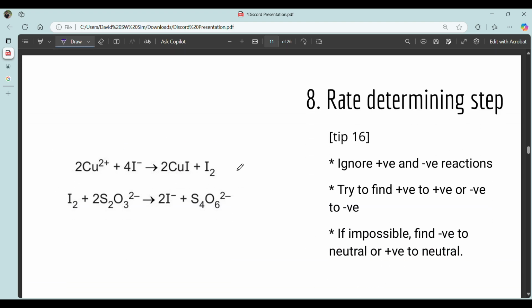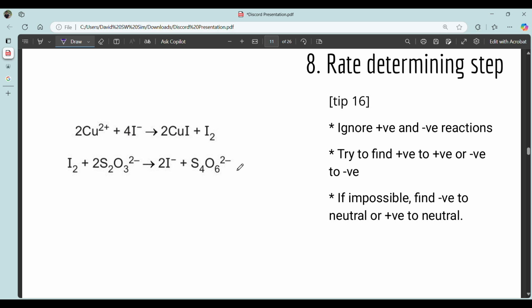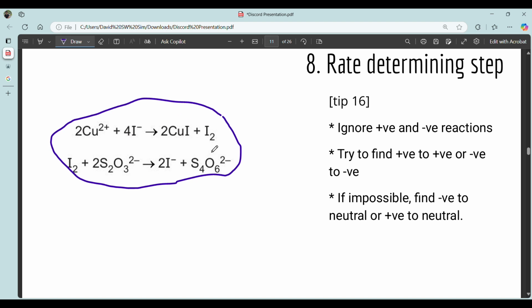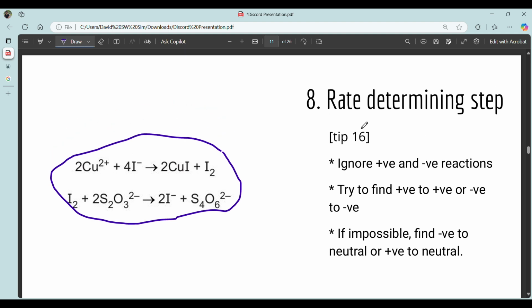Okay, so now we go on to the next one. Now this is where they can be a bit cruel. You see here they don't give any description, they just slap the 2 equations here. So which one is the RDS? For this one we have to use logic to see how easy it is for the 2 reactants to react with each other.